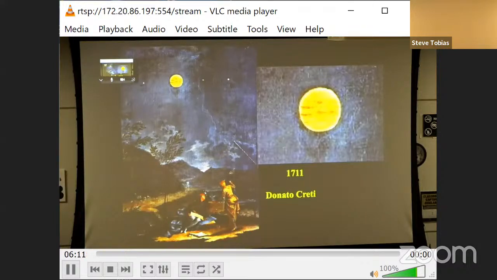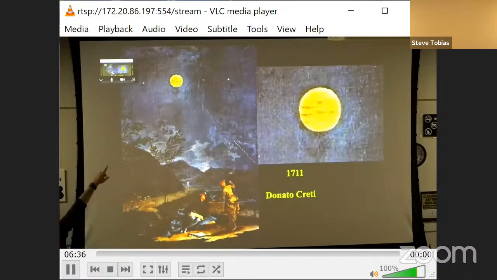So this is a picture. What was the success rate? I don't know about the rate, but this one was successful. This was Donato Creti. He painted many pictures of the astrophysics of the solar system planets and donated them to the Vatican Museum. Now you can see a nice picture of Jupiter.